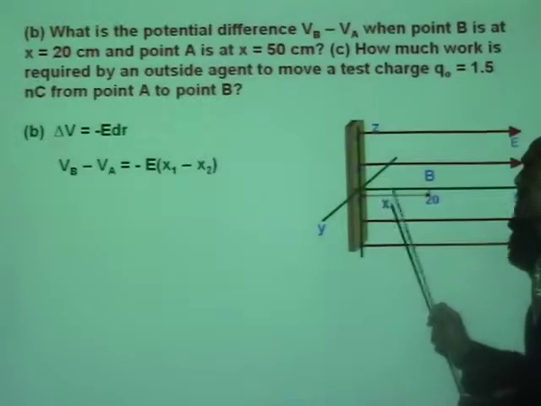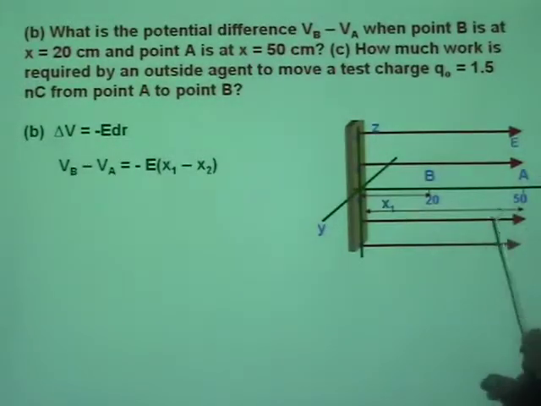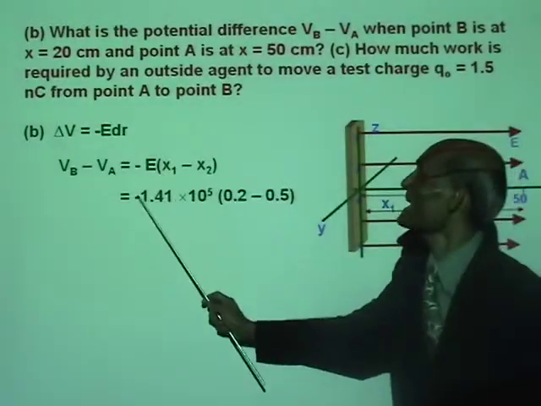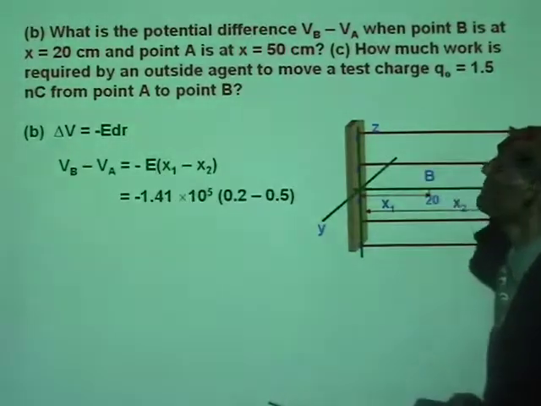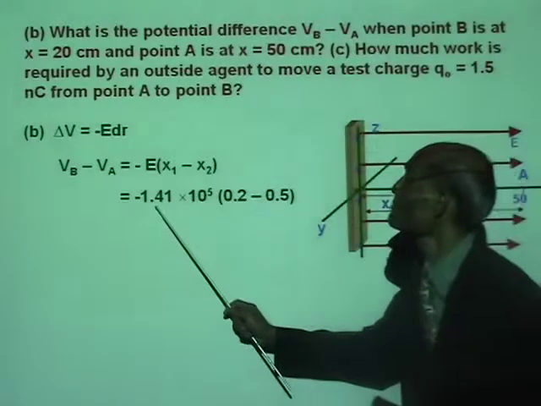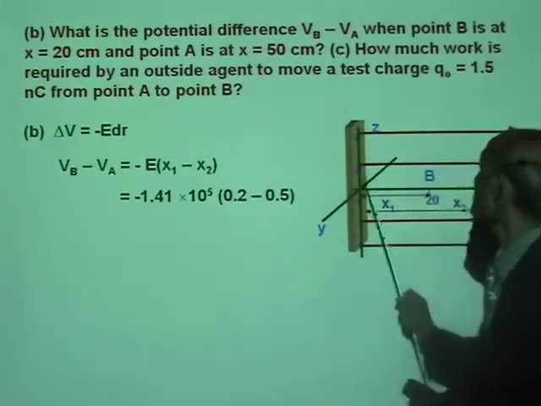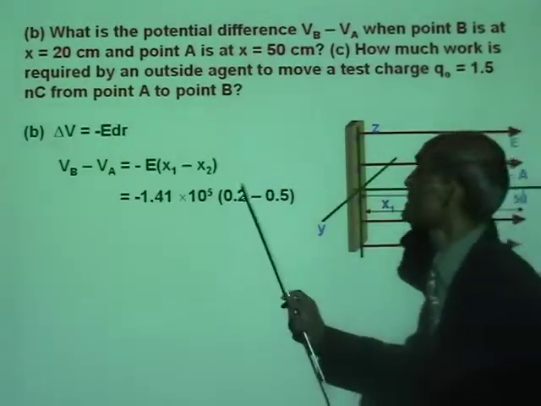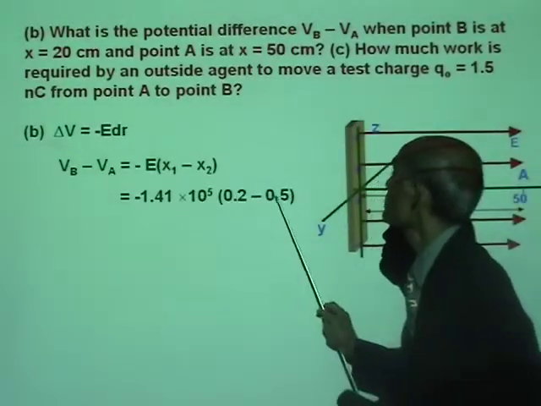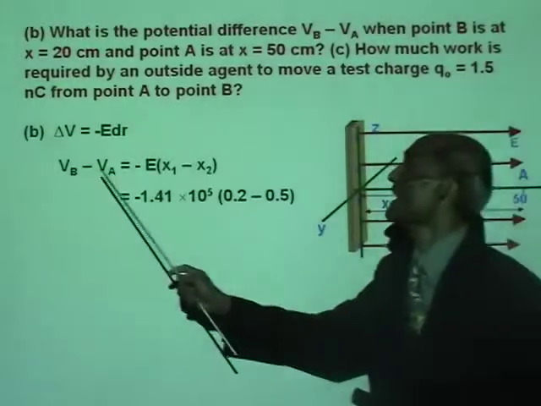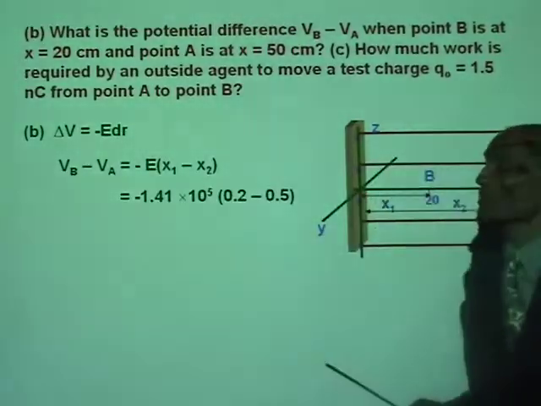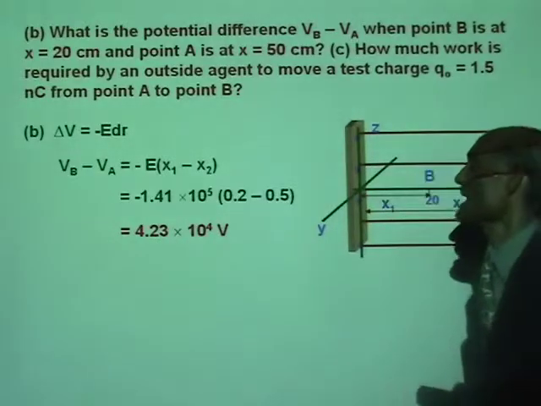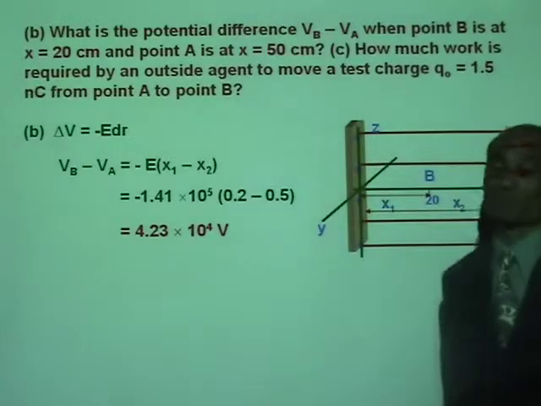That's x1, 20, and that is x2, that is 50. And that is negative, what's our E? We calculated our E. E is 1.41 times 10 to the 5, that's the one we calculated in the last slide, times 0.2 minus 0.5, and that is the measure of the potential difference. That is 4.23 times 10 to the 4 volt.